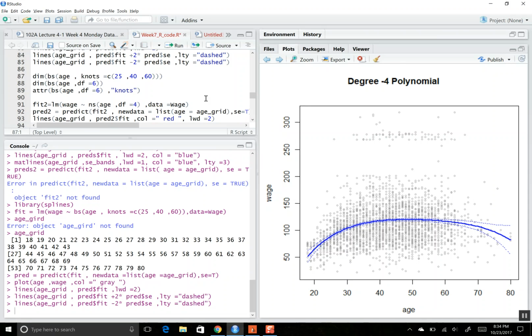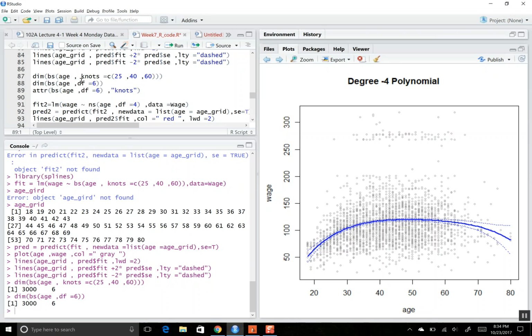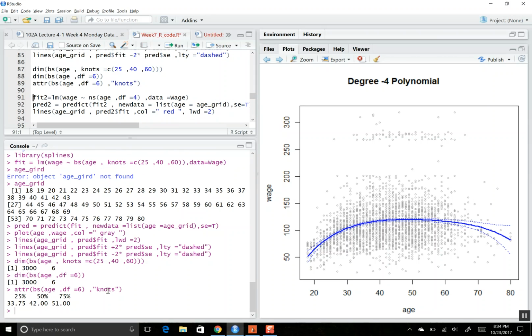If we wanted to, we can see the results of our basis splines here. We gave it the knots 25, 40, and 60. We could just say we want 6 degrees of freedom and let it decide where to place the knots. So here, when we did this, we placed the knots at 25, 40, and 60.